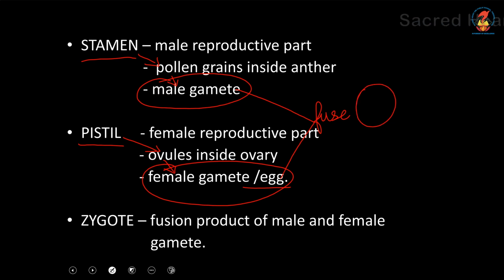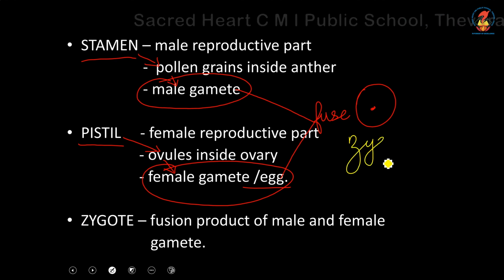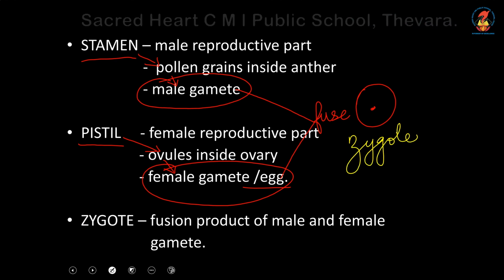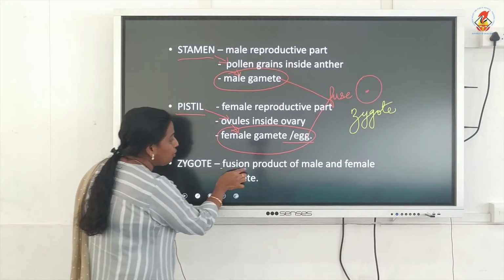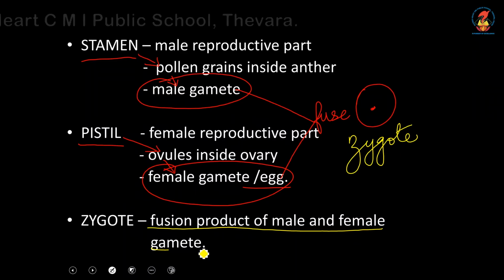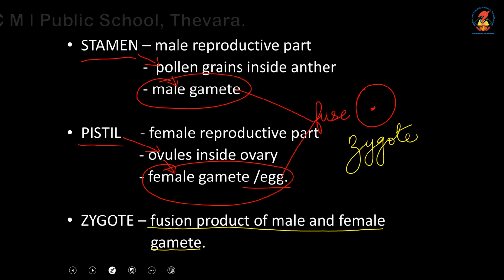cell. When they fuse, they result in the formation of a new cell. This newly formed cell, you call it as the zygote. Understood what is a zygote? So, what is zygote? It is the fusion product of the male and female gamete.